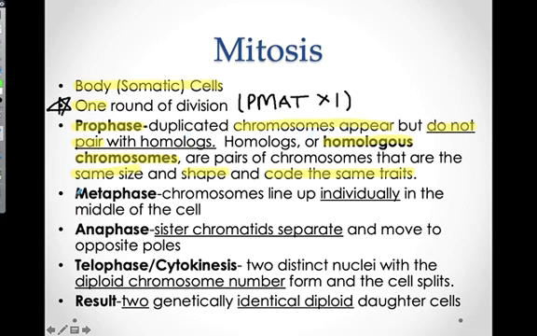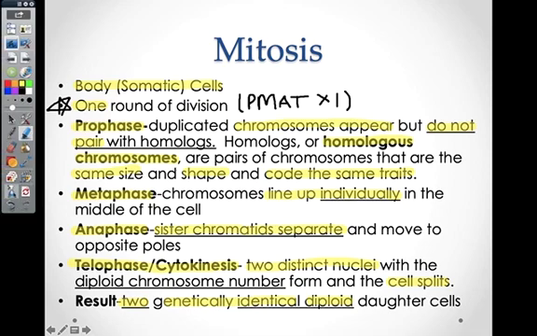All right, so then metaphase, mama middle. This is when the chromosomes line up individually in the middle of the cell. Anaphase, remember we called it the away phase, and this is when the sister chromatids separate from each other and are pulled toward the opposite ends of the cell, toward the opposite poles. And then telophase and cytokinesis, that's when you're going to start to see 2 distinct nuclei. They're going to have that full diploid chromosome number, and then the cell eventually splits. Now the result, like we said before, is 2 cells that are genetically identical, and they have the full number of chromosomes, so they are diploid. All right, so that's mitosis.